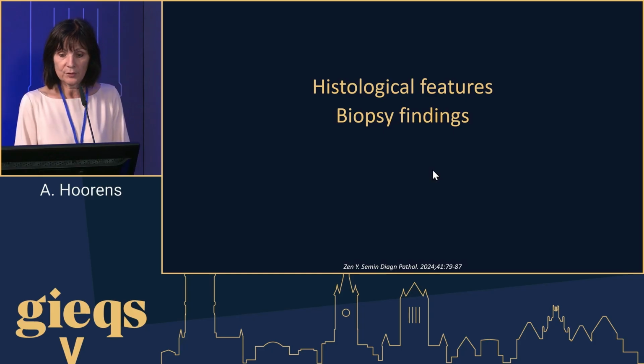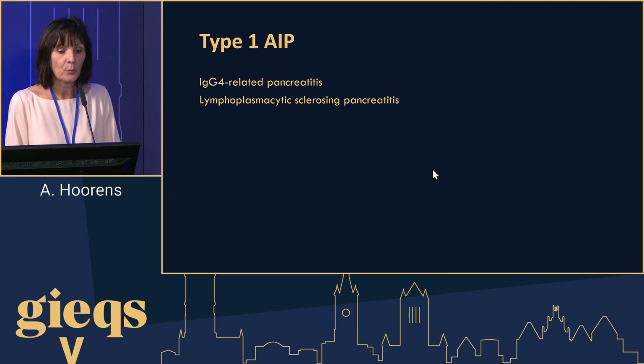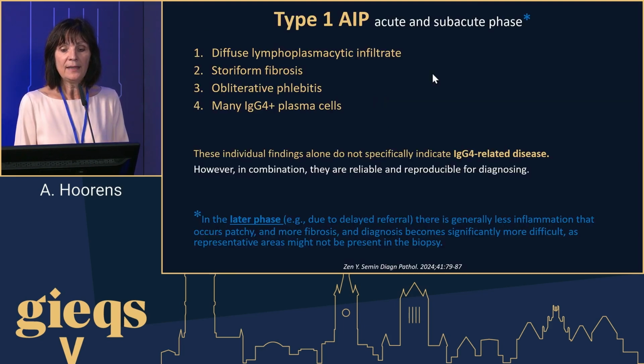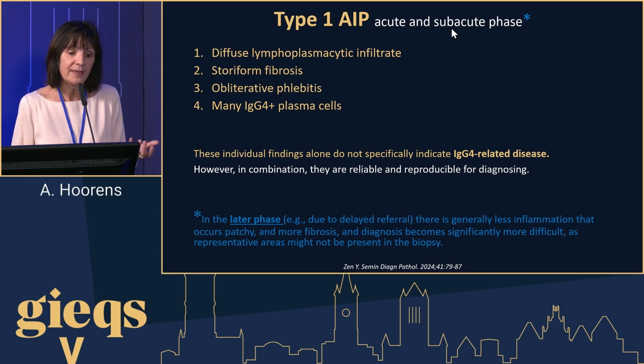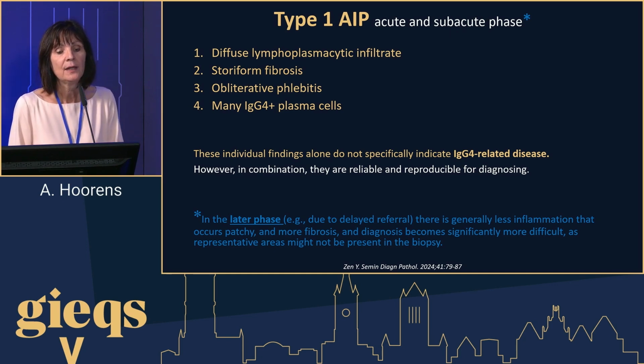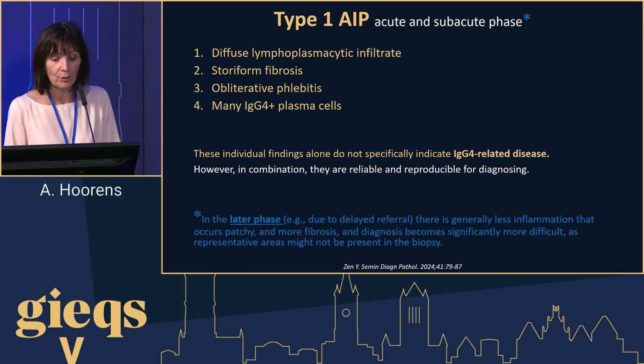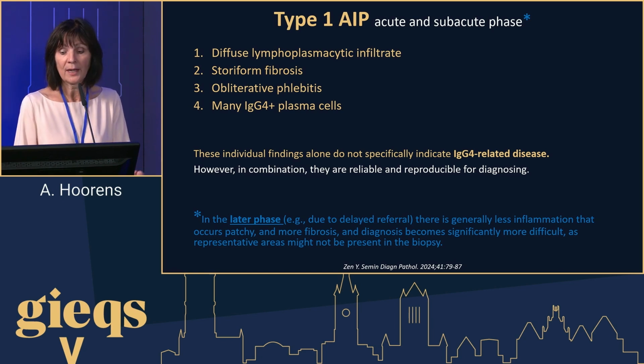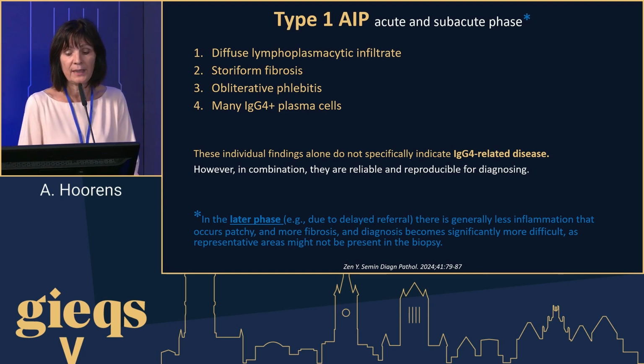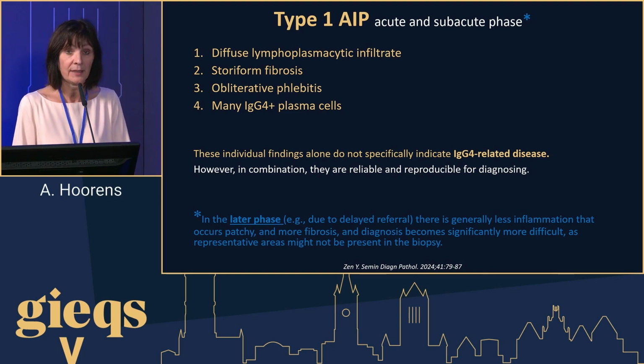So now I will focus on the histological features, first for type 1 autoimmune pancreatitis. In the acute and subacute phase, you typically have these four features: diffuse lymphoplasmacytic infiltrate, I will show pictures immediately, storiform fibrosis, obliterative phlebitis, and then many IgG4 positive plasma cells. It needs to be said that these individual features on their own are not specific for IgG4-related disease, but if you have a combination, then you can reliably and reproducibly make the correct diagnosis.